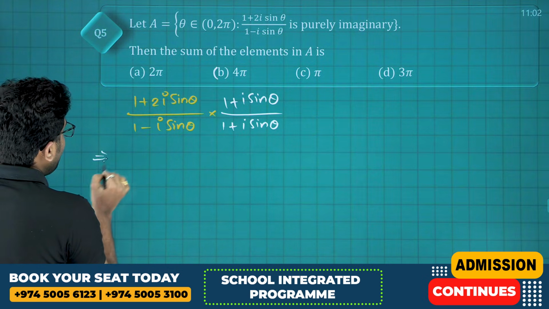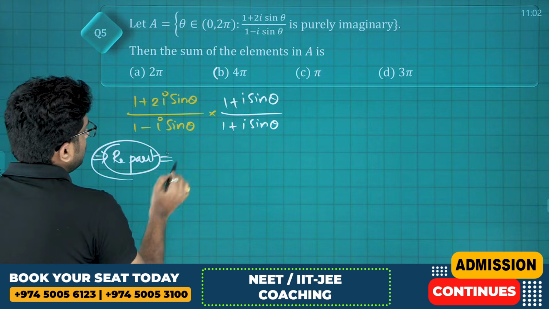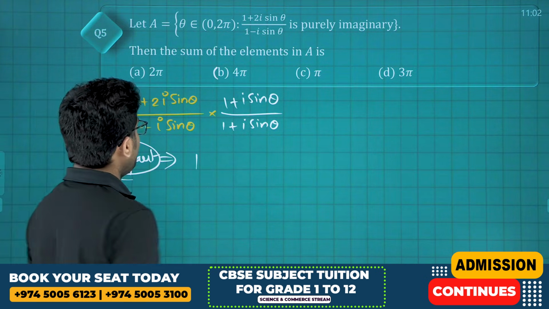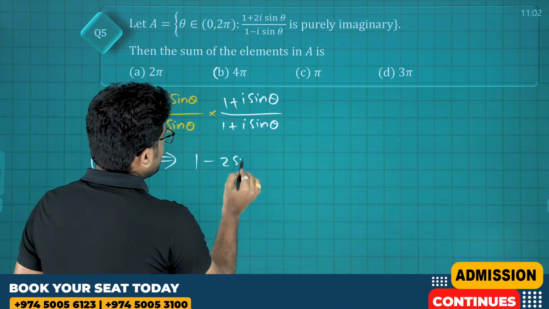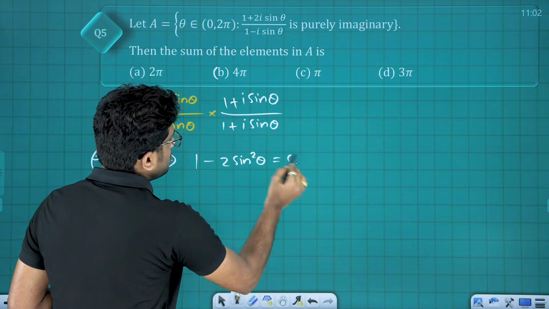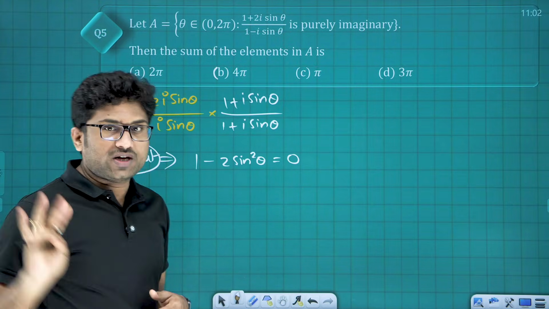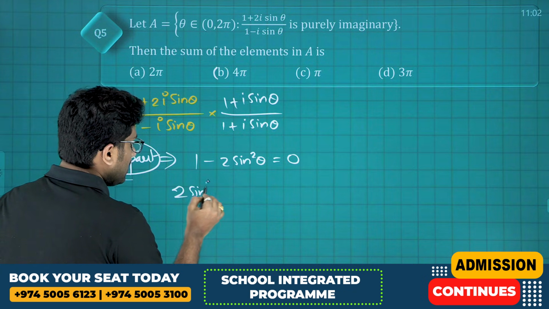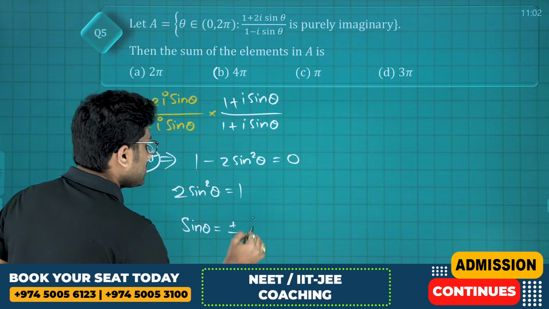Now what will be the real part? 1 into 1 is 1, and 2i sin theta into i sin theta is 2 i square sin square theta, that is minus 2 sin square theta. So 1 minus 2 sin square theta equals 0. The real part we have equated to 0. Denominator no need to consider. So that means 2 sin square theta equals 1, sin theta equals plus or minus 1 by root 2.